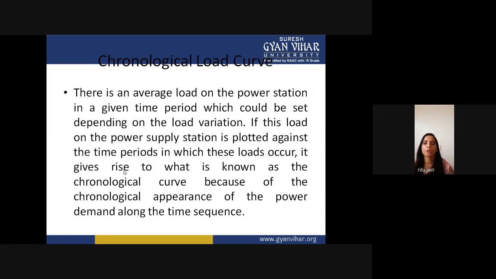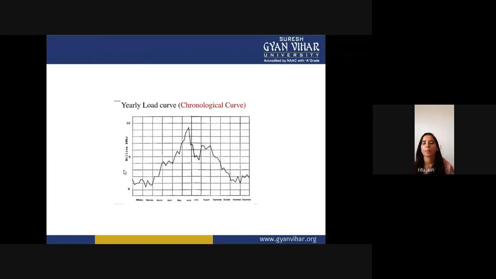It is called a chronological curve because of the chronological appearance of the power demand along the time sequence. Your yearly load curve, or chronological load curve, is given here. This is the month of January, February, March, April, May, June, all 12 months. The load is given with the help of the chronological curve. This is the load in million kilowatt hours. So this is your chronological load curve.